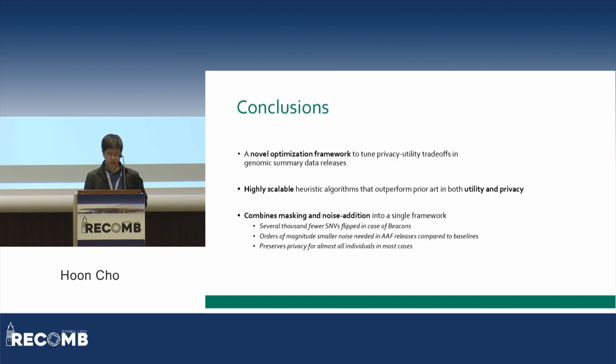So in conclusion, this work introduces a novel optimization framework that allows us to tune the trade-off between privacy and utility. This is done in the context of sharing genomic summary data. And this is achieved by introducing these scalable algorithms that combine masking and noise addition and improve both utility and privacy over the existing methods.